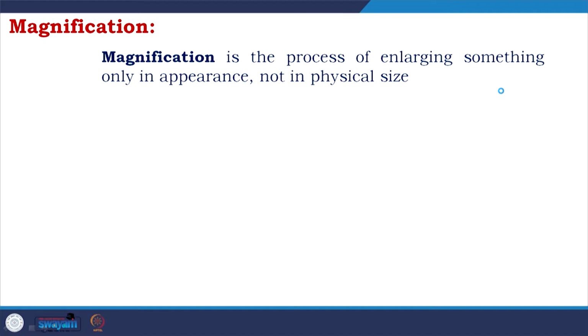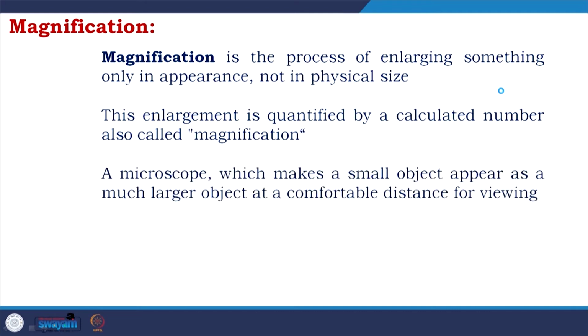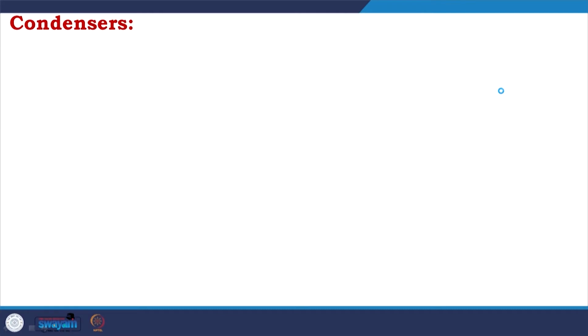Coming to magnification, magnification is the process of enlarging something only in appearance and not in physical size. This enlargement is quantified by a calculated number also called magnification. A microscope makes a small object appear as a much larger object at a comfortable distance for viewing. A microscope is similar in layout to a telescope, except that the object being viewed is close to the objective, which is usually much smaller than the eyepiece. So, that is the only difference between a microscope and a telescope.